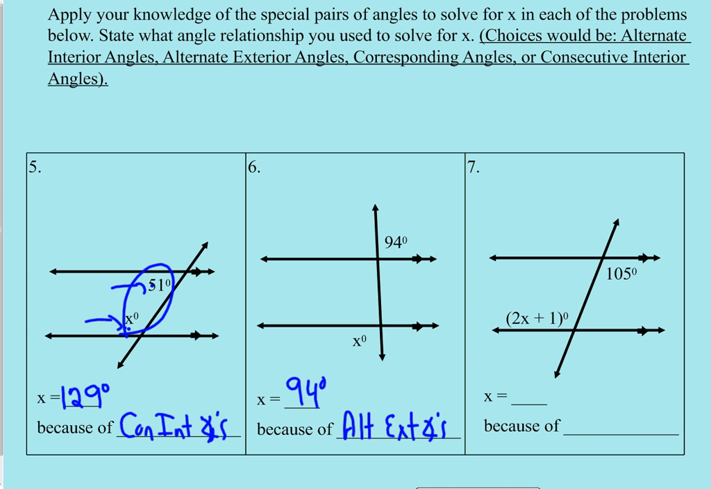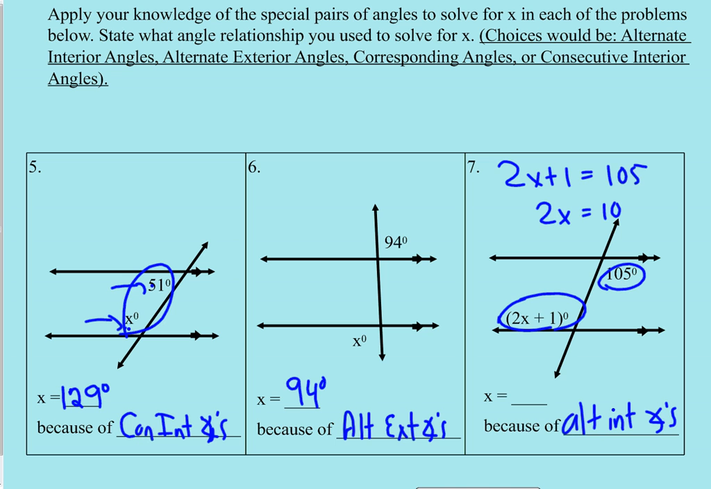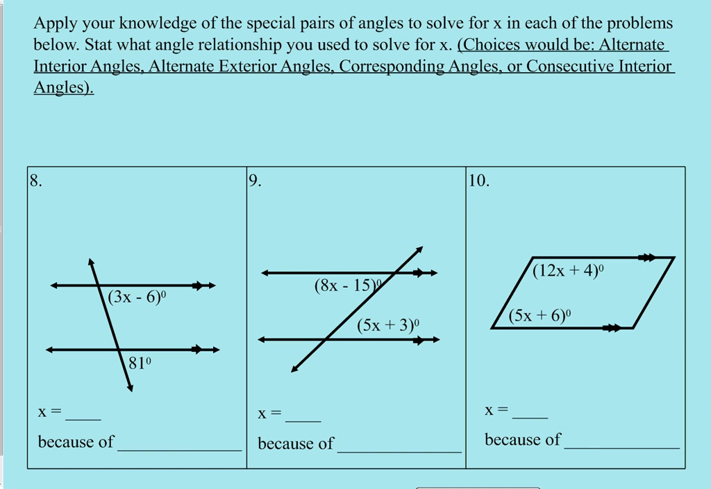And number 7, if this one is 105 and we're looking at this angle, what kind of angles are those? Well, they are alternate interior angles. So if it's alternate interior angles, so 2x plus 1 equals 105. So 2x equals 104. So x is going to equal 52. So taking a look, keep going.